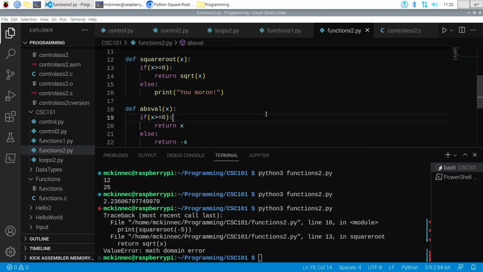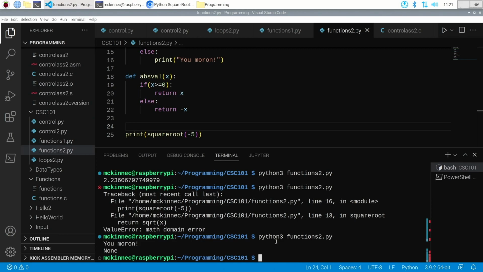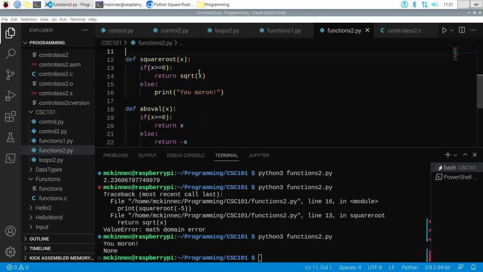All right, so let's test both of these functions and make sure that they work right. Now what should happen if I do the square root of -5? It should say you're a moron, or you moron. But also, what else did it print here? None. Because in the else case, what did I return? I printed something, but is that the same as returning? No, I never actually returned anything. So it has returned this object called None. And that's just because I'm an idiot.